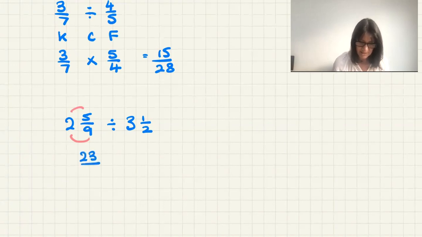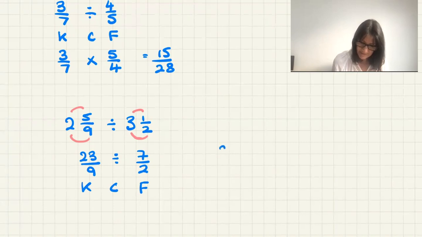So 23/9. Divided by 3, or 2 times 3, which is 6, plus 1 is 7. 7/2. Now I'm going to do my keep, change, flip. So I'm probably going to write it over here, actually. So I've got to keep my 23/9. I'm timesing and then flipping 2/7. So 23 times 2 is 46, and 9 times 7 is 63.